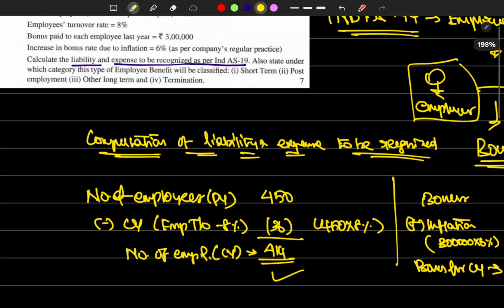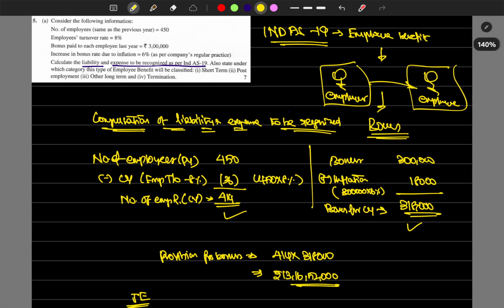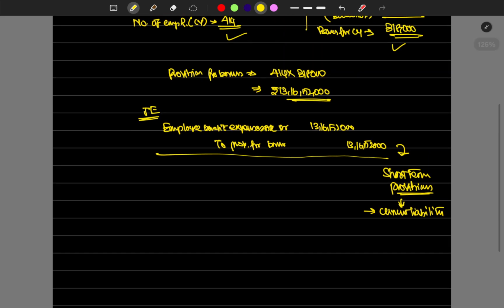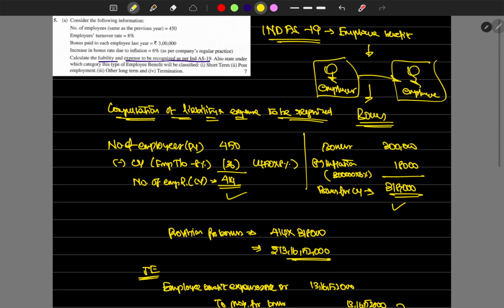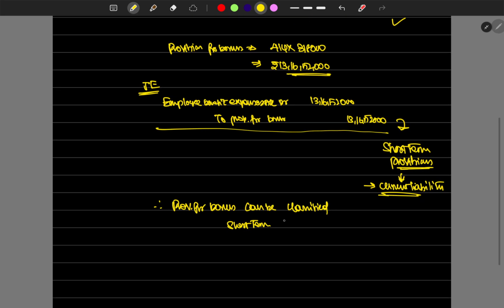So what else has been given? This is our current liability, and this is the expense to be recognized. The provision has been found out. Also state under which category this type of employee benefit will be classified. Obviously this is a short term provision only. Provision for bonus can be classified under short term employee benefit.